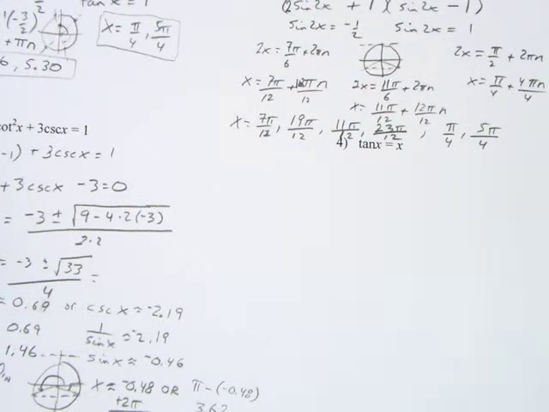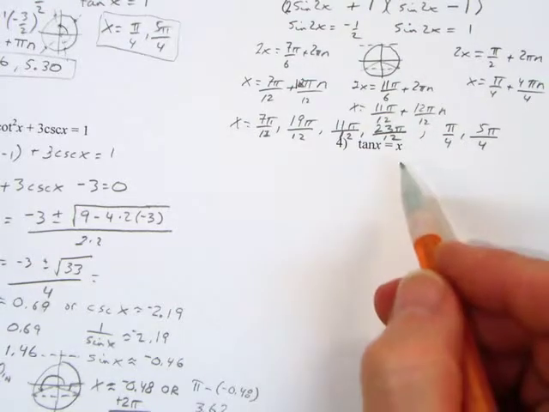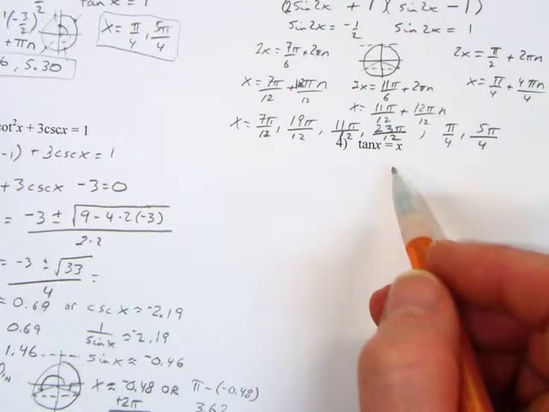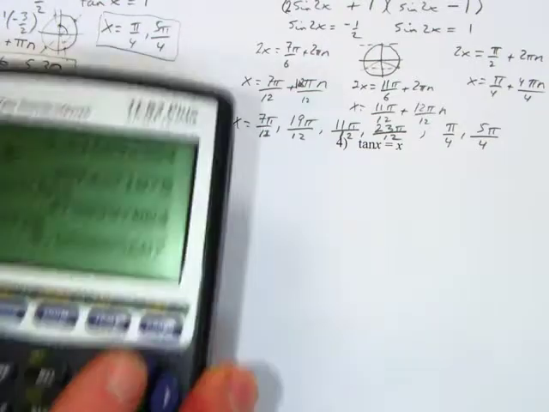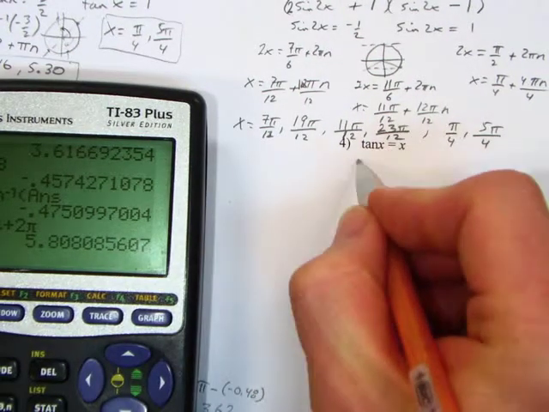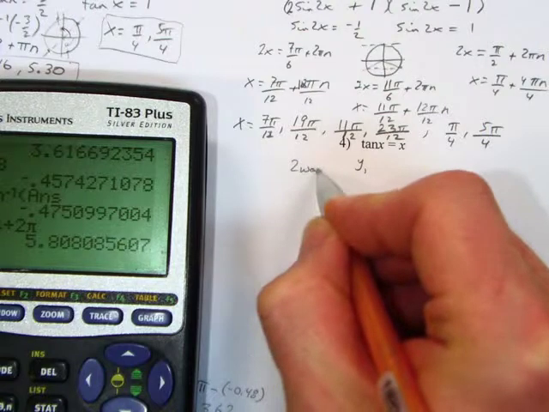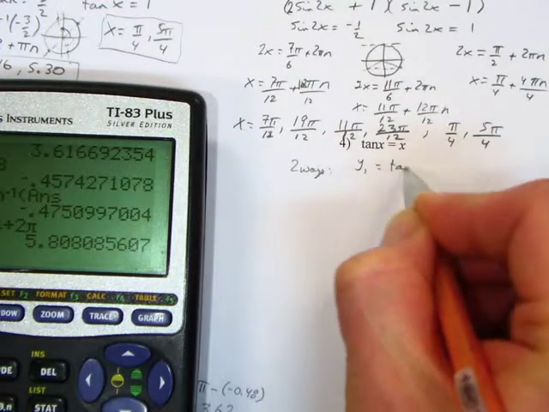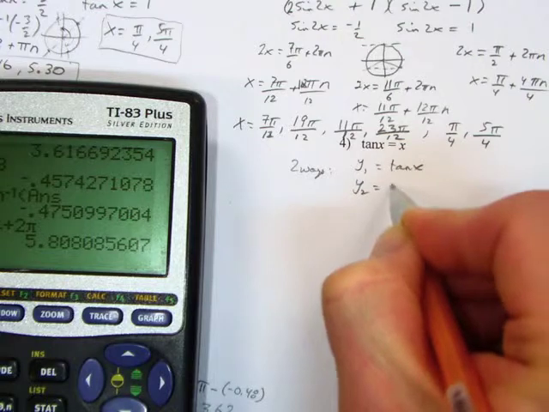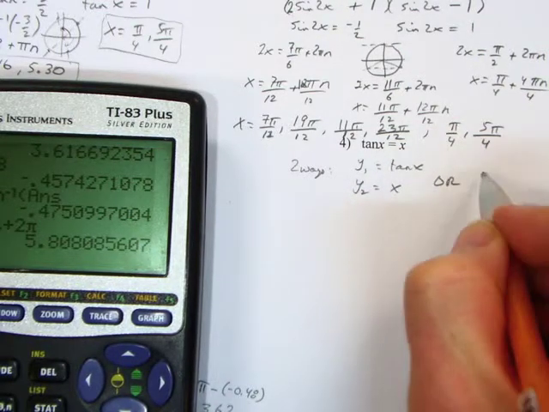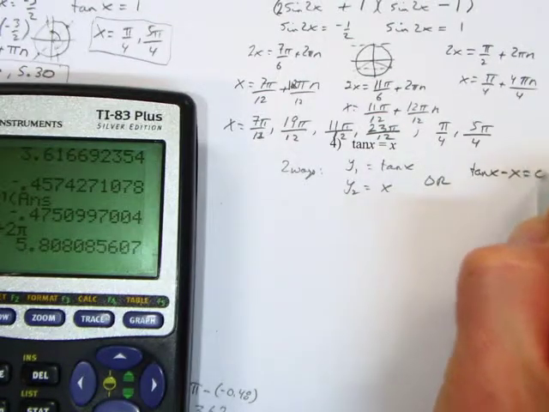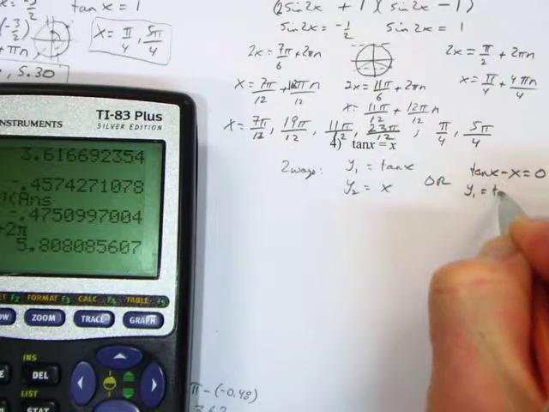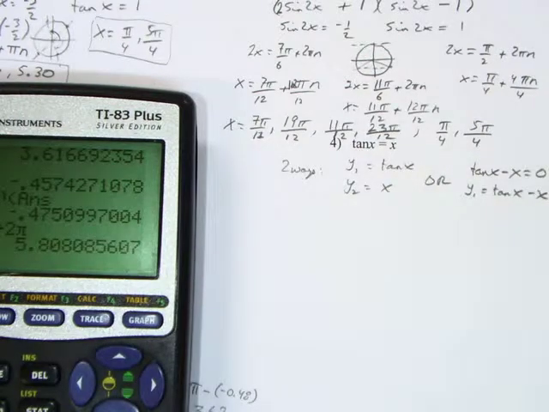The next one. Tangent x equals x. How do I do that? We've done this type of problem several times now. When you see this, you have to realize that you cannot solve this by hand. You must solve this with your graphing calculator. So there's two ways you can do it. You could either say, and we went over these back in first semester, let y1 equal tangent x and y2 equal x. Or you could say tangent x minus x equals 0, so let y1 equal tangent x minus x, and then find the 0 of it.